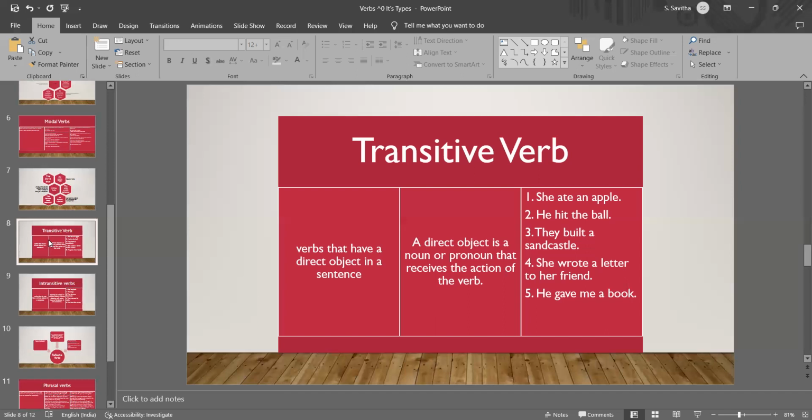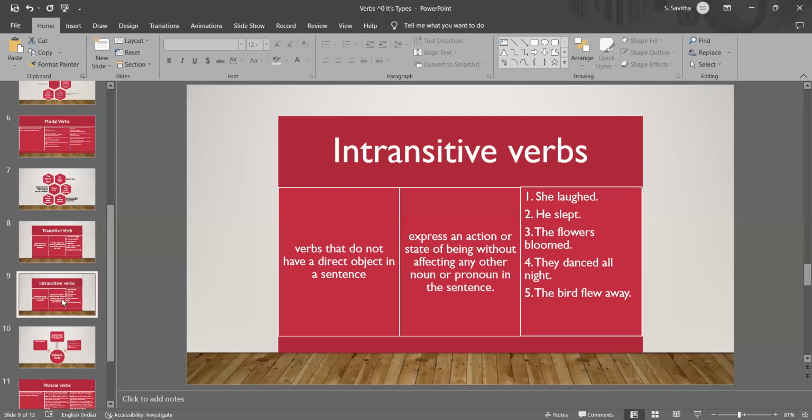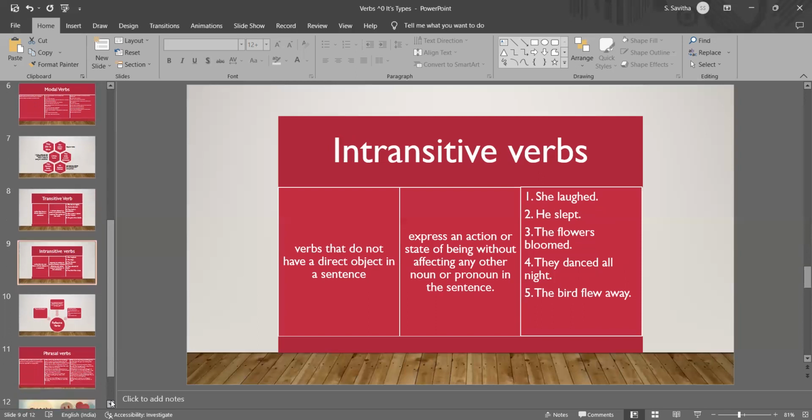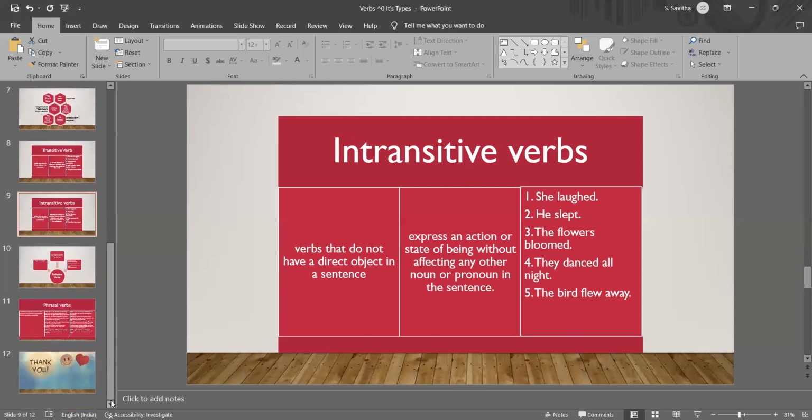So, if I say, for example, he ran is an intransitive sentence, while he ran a marathon is a transitive sentence with marathon as a direct object. So now when I explain the intransitive verb, you can clearly understand the difference between the transitive and the intransitive verbs, right? Intransitive verbs are verbs that do not have a direct object in a sentence. They express an action or a state of being without affecting any other noun or pronoun in the sentence.